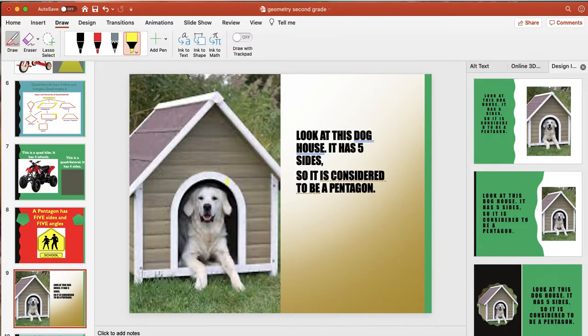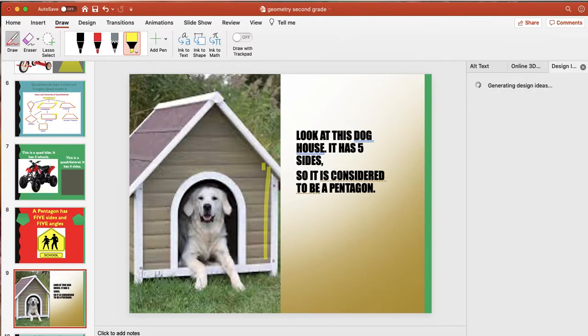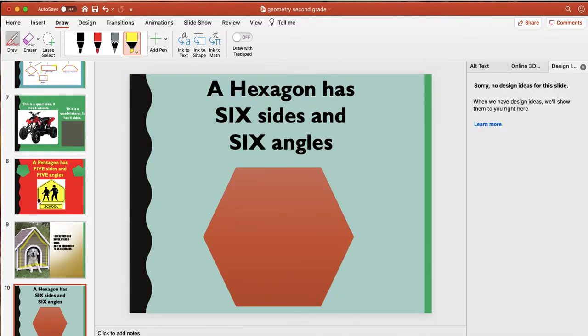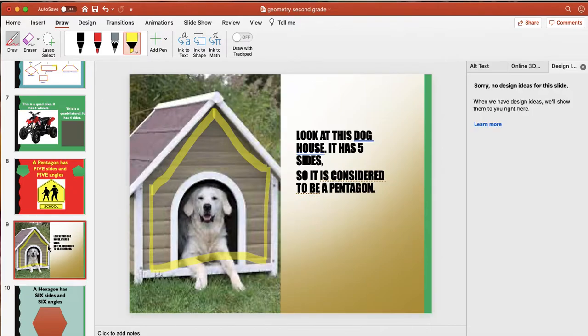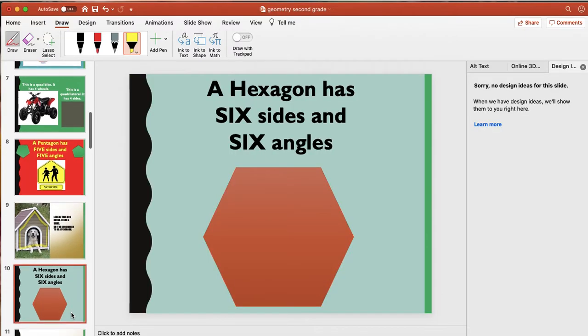Another example of a pentagon is a doghouse. A doghouse has 5 sides, so it's considered to be a pentagon. So as you can see here, we have 1, 2, 3, 4, and 5. That's our pentagon. As long as it has 5 sides, that's our pentagon. Now moving on, our hexagon has 6 sides and 6 angles.